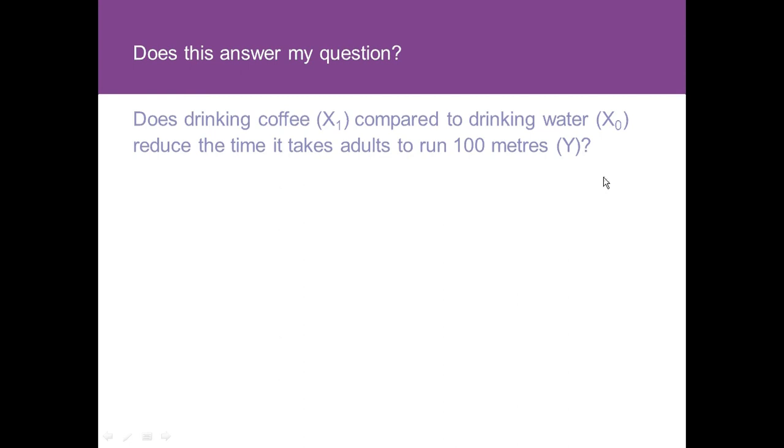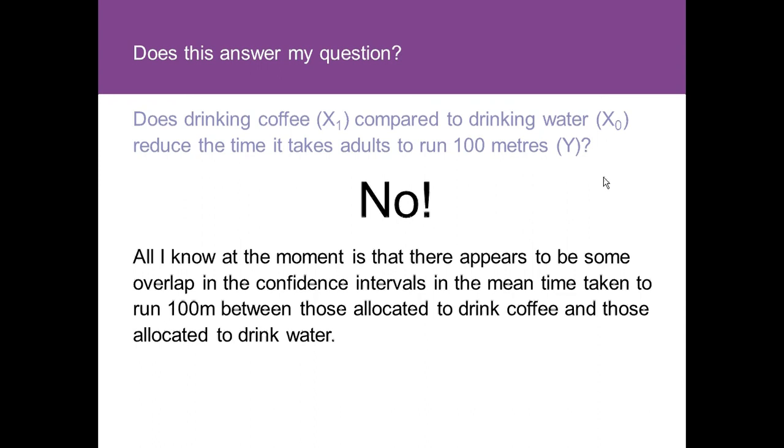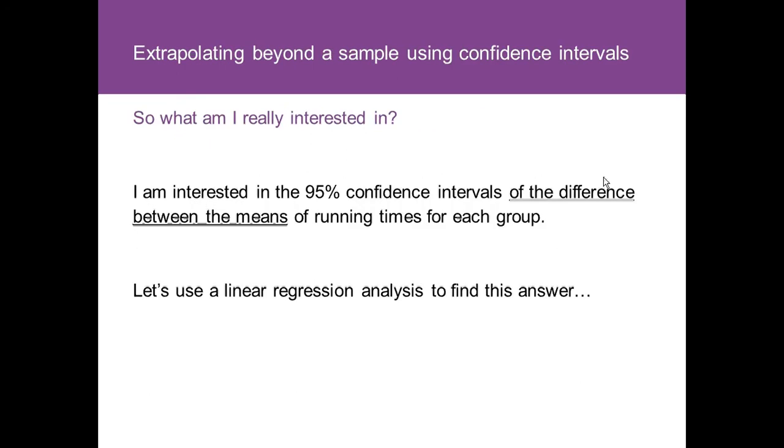So does this answer my question? Well, no. All I know at the moment is that there appears to be some overlap in the confidence intervals in the mean time taken to run 100 meters between those allocated to drink coffee and those allocated to drink water. So what am I really interested in? I'm actually interested in the 95% confidence intervals of the difference between the means of running times for each group.